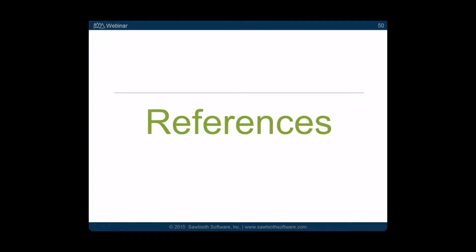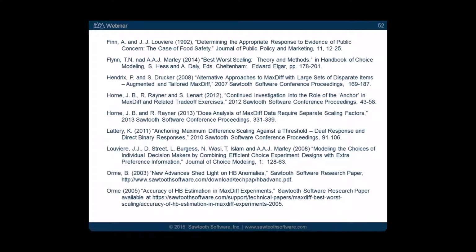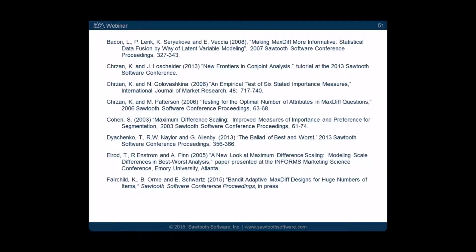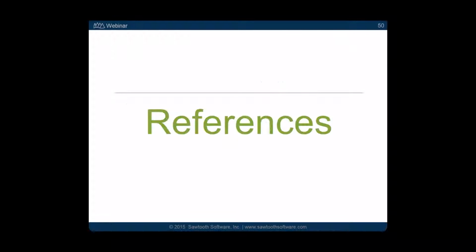That does it for the content I wanted to present. I wanted to point out there's a references section at the end. Some of these are references to papers that were referred to in the slides themselves, and some of them are papers that are referred to in a longer version of this presentation.